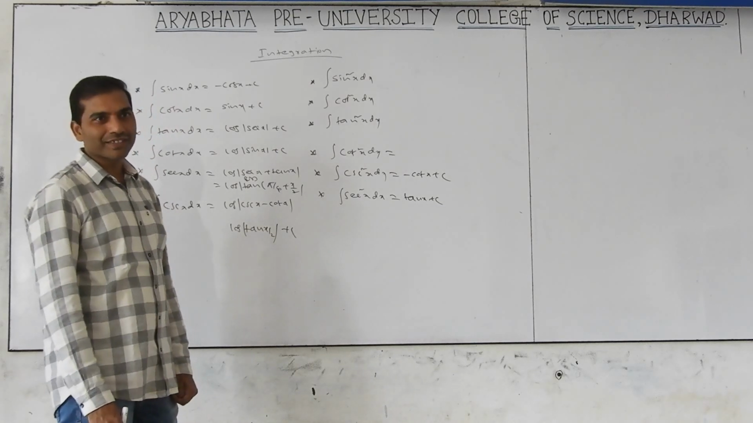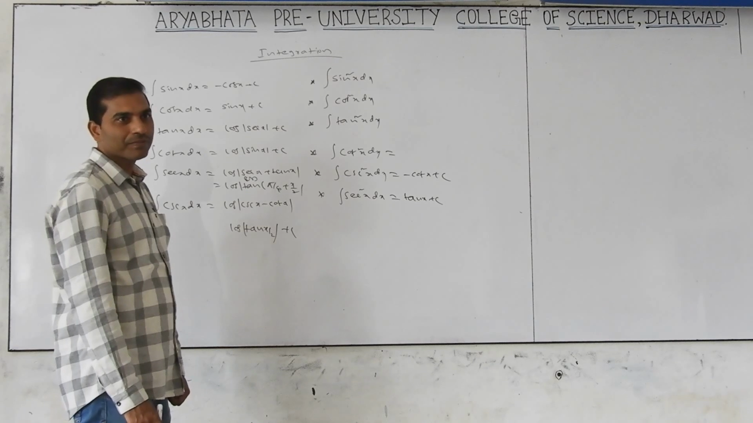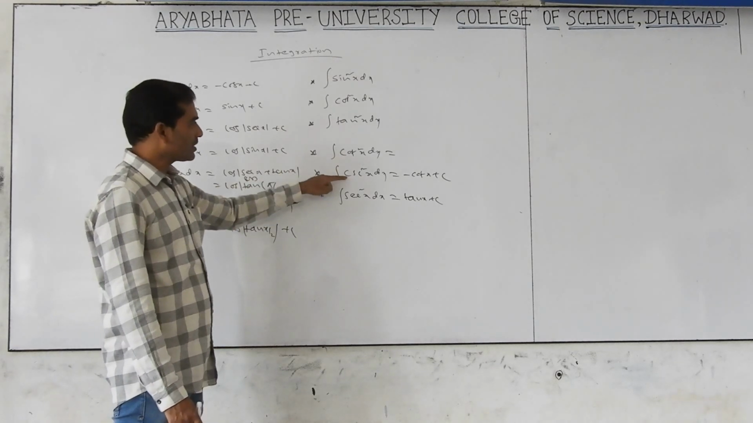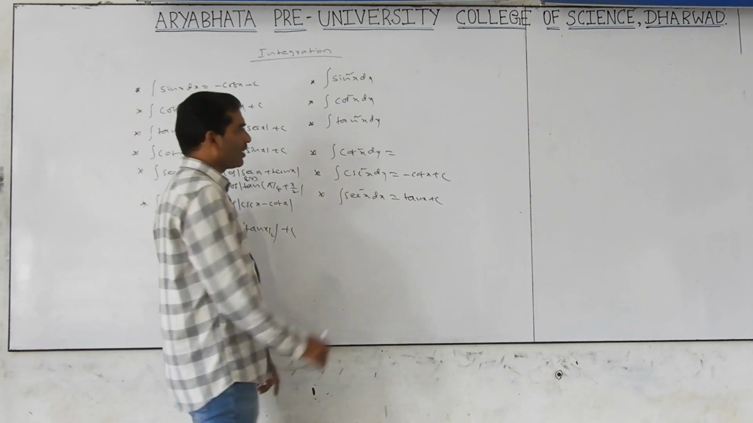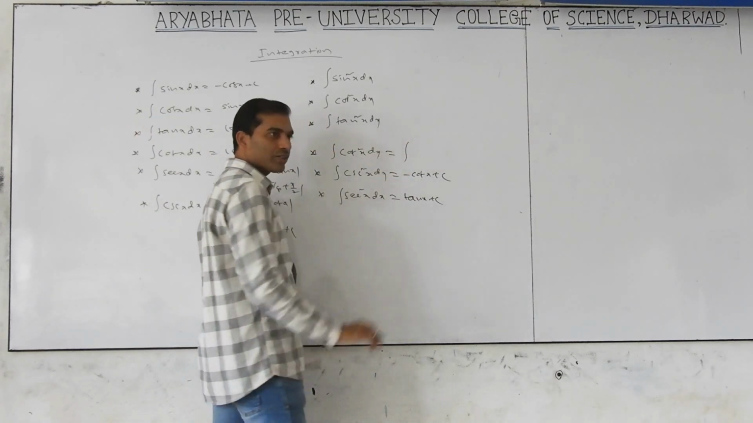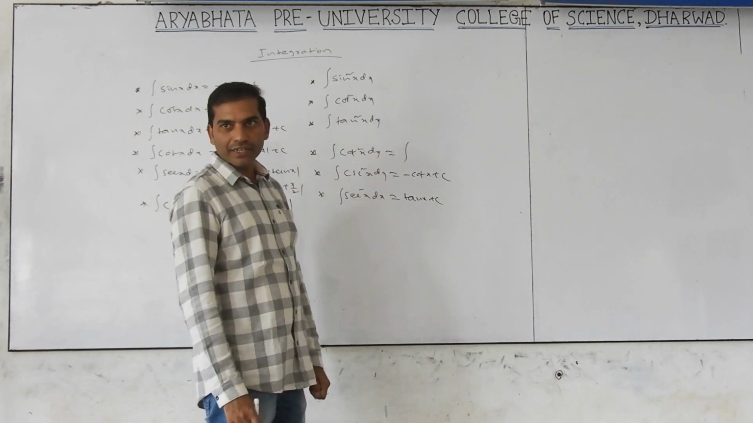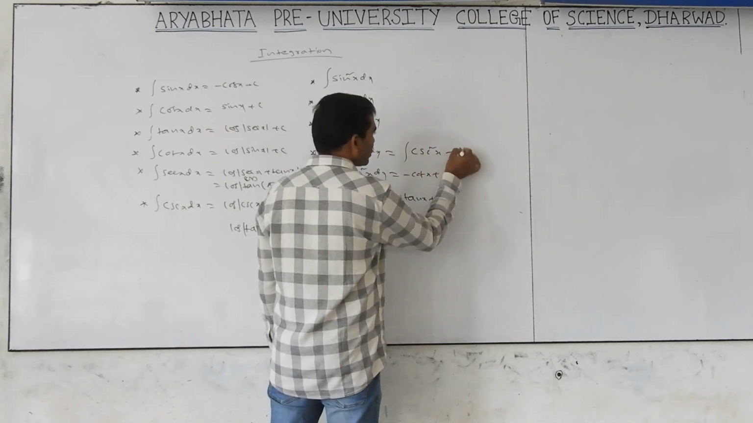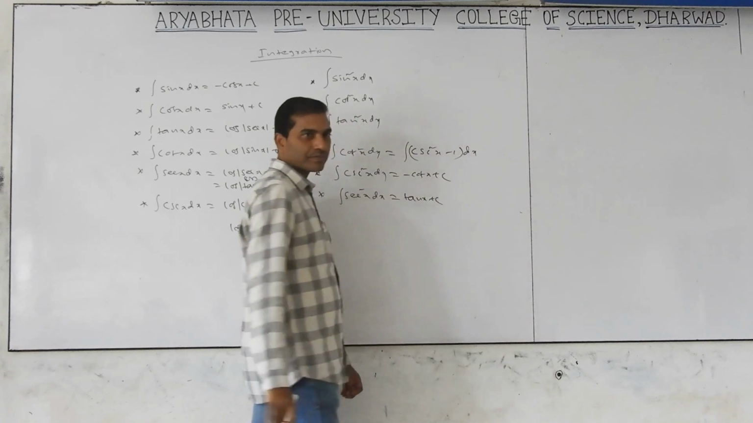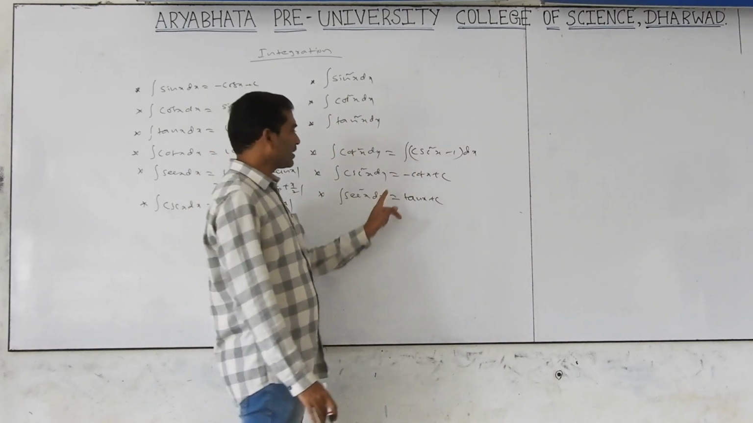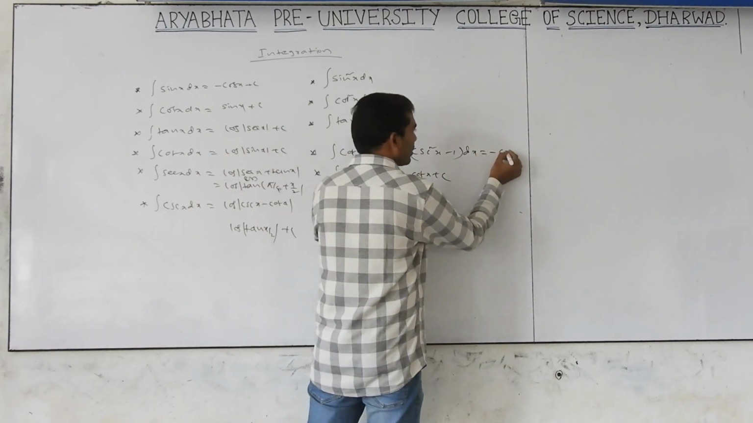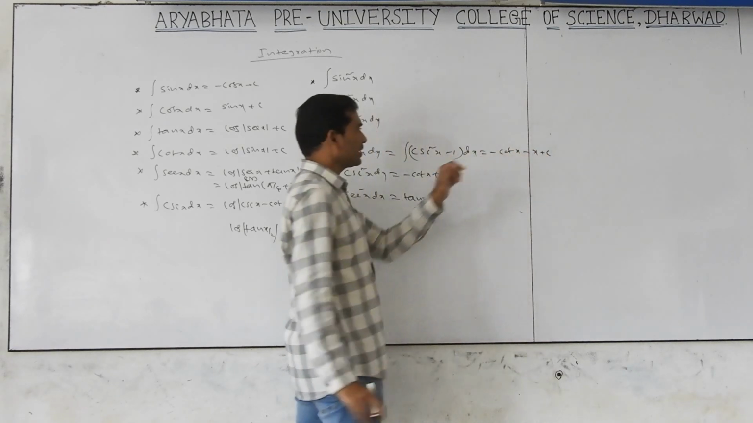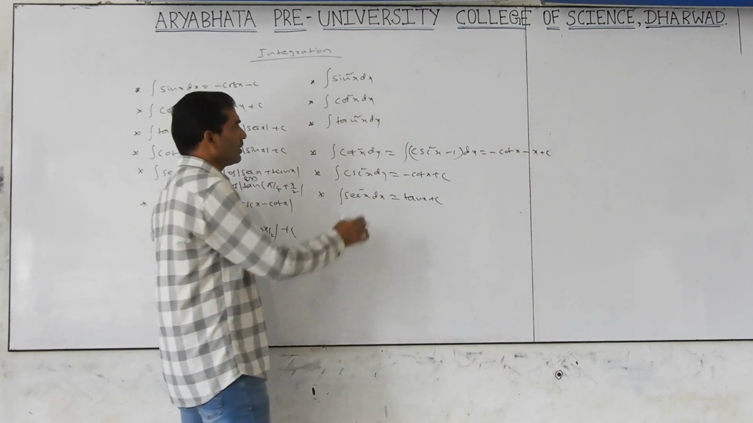We convert cot square x using a trigonometric identity: cot square x equals cosec square x minus 1, dx. Finished. Cosec square x integration is minus cot x, minus the integration of 1, which is x, plus c. This we got. You are done.